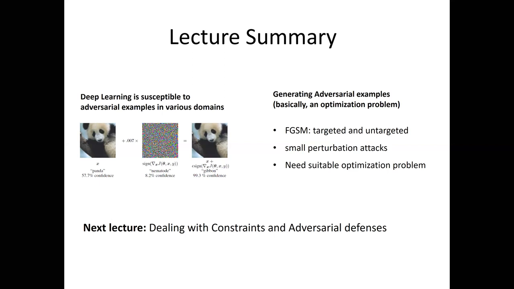And next time, we're going to talk a little bit about dealing with constraints in adversarial examples, like how to restrict the input to be within certain range, and what optimizers to use, and continue to adversarial defenses.